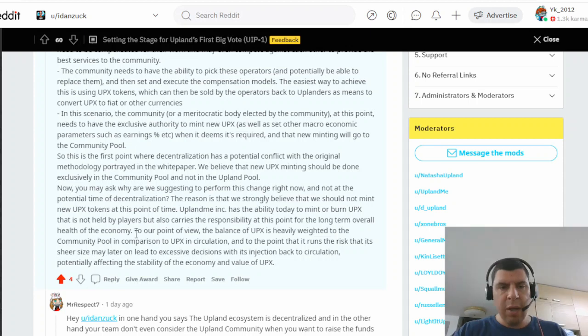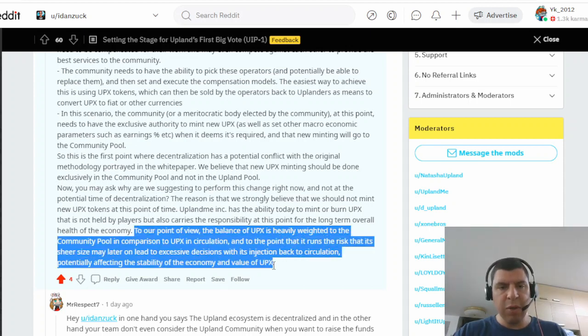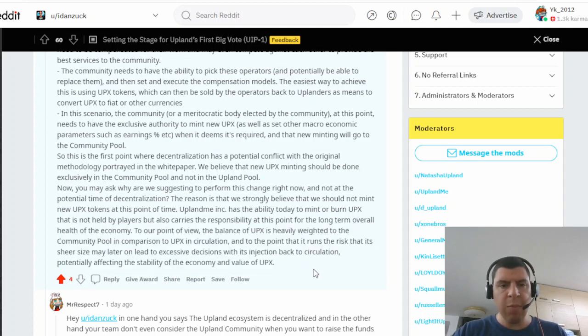Idan finishes off this post by saying, to our point of view, again Upland's, the balance of UPEX is heavily weighted to the community pool in comparison to UPEX in circulation, to the point that it runs the risk that its sheer size may later on lead to excessive decisions with its injection back into circulation, potentially affecting the stability of the economy and value of UPEX.